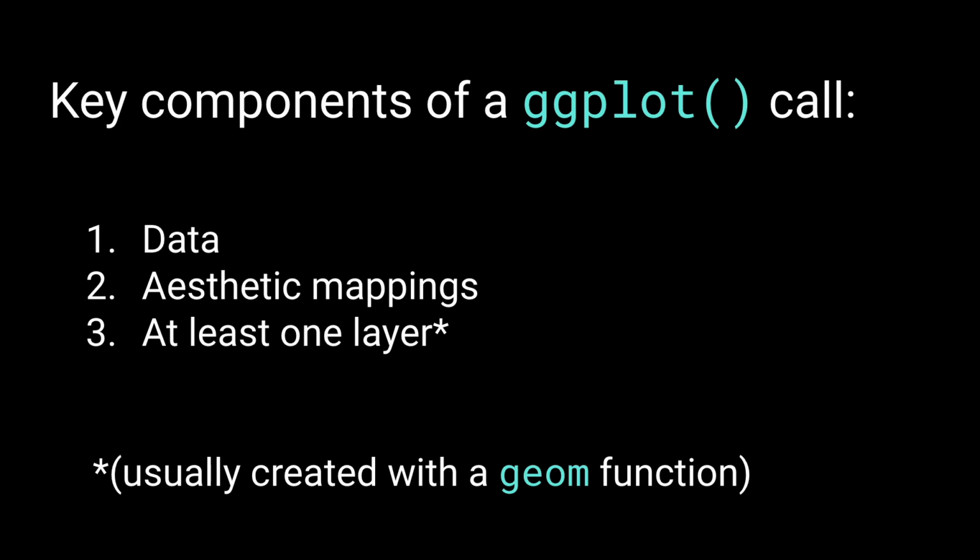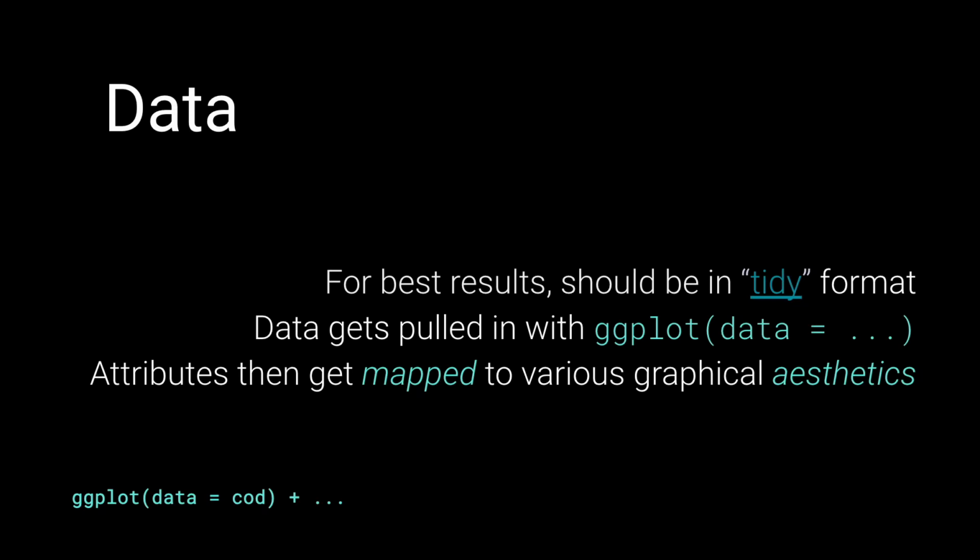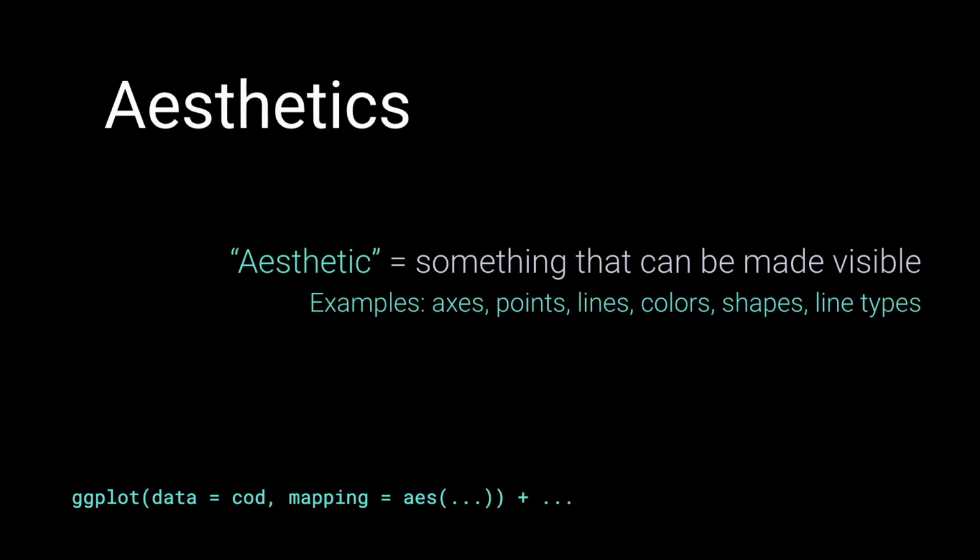So the first component is your data, and as we've mentioned, for best results, it really needs to be in a tidy format, so observations in rows and variables in columns. The data gets pulled in to the ggplot function call as the first argument. The data is always the first argument. And then attributes of your data will get mapped to various graphical aesthetics, and we'll go into what that means. And then on the lower left here, I'm going to keep a running tally of the ggplot code that we're adding with these components.